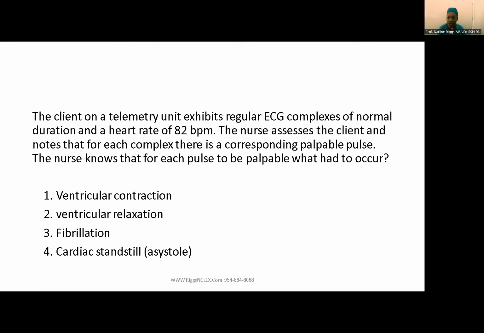All right. A client on a telemetry unit exhibits regular ECG complexes of normal duration and a heart rate of 82. Beautiful. The nurse assesses the client and notes that for each complex, there is a corresponding palpable pulse. The nurse knows that for each pulse to be palpable, what had to occur? Ventricular contraction, ventricular relaxation, fibrillation, or cardiac standstill, which is asystole.